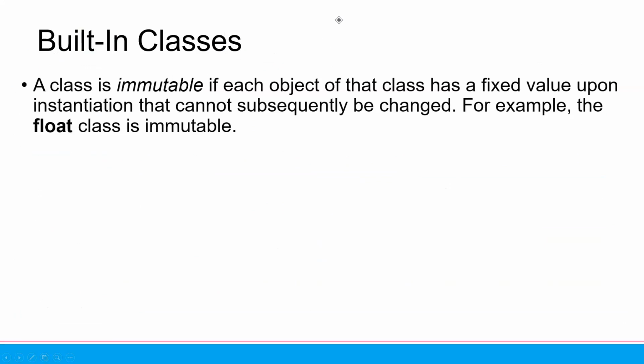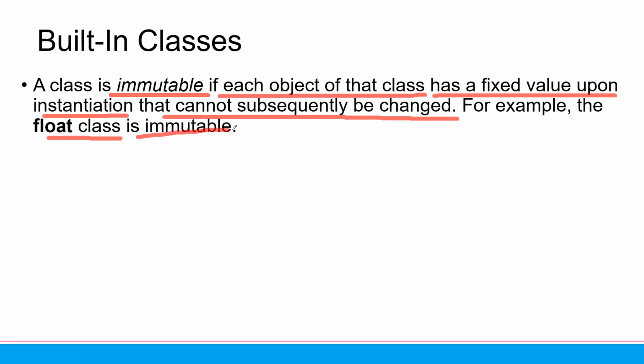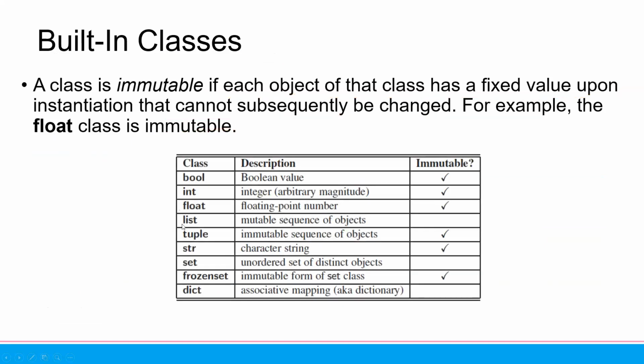There are some built-in classes. We call a class immutable. Immutable means each object of that class has a fixed value upon instantiation that cannot subsequently be changed. There will be some examples after we go to the next section. One example is the float class. It is immutable. We cannot change the value. What does it mean by change? Later we will learn more.